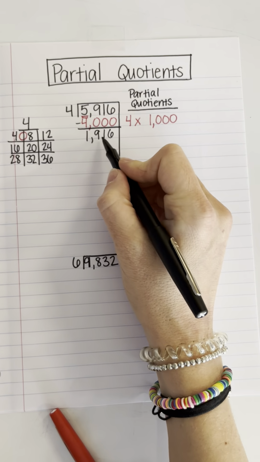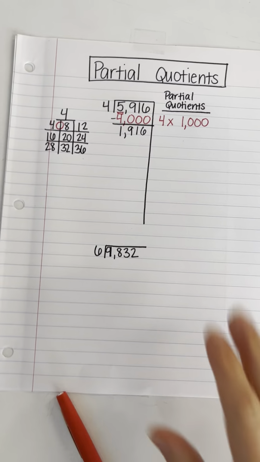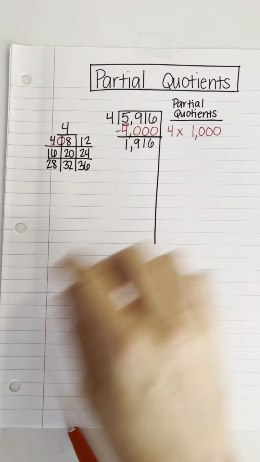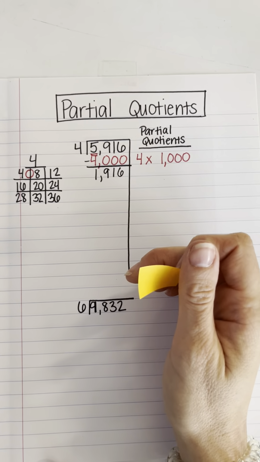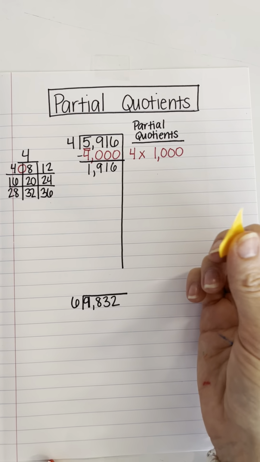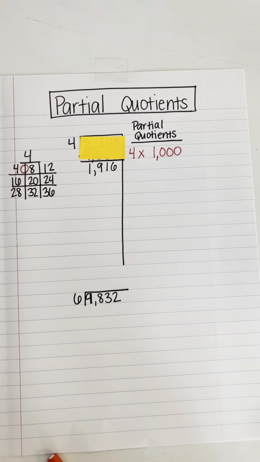When we subtract that all out, we're left with 1,916. One of the students in class was confused about the second part here because we're going to kind of forget now about this 5,916. So in order to help, we started covering that part up today in class.